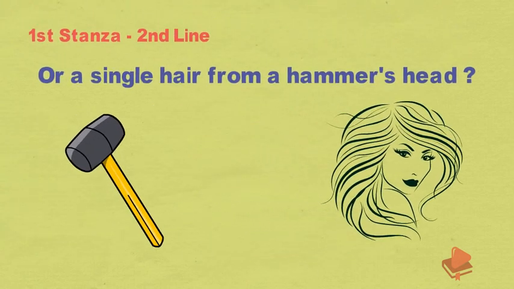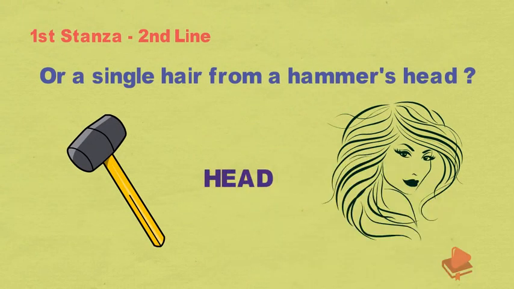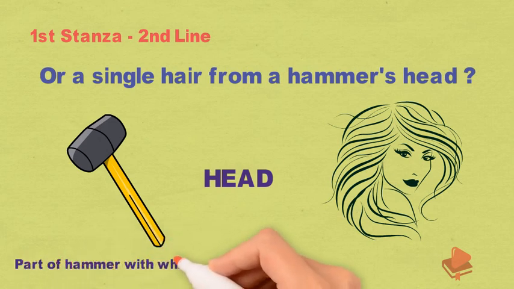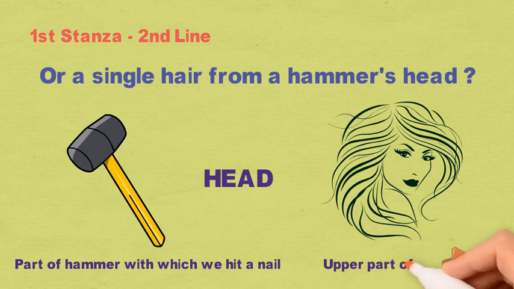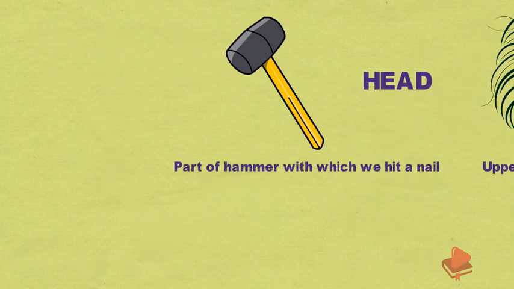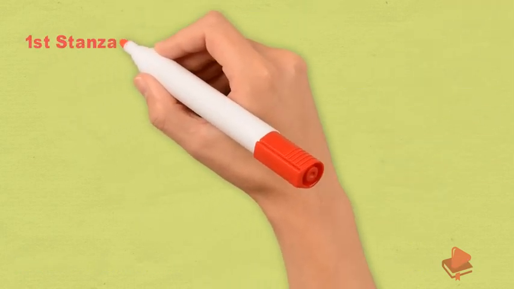But here the homograph head means a part of a hammer with which we hit a nail, and on the other side it is the upper part of the human body. So in this particular sentence the homograph is head. Now let us see ahead what else the poet wants to tell us.